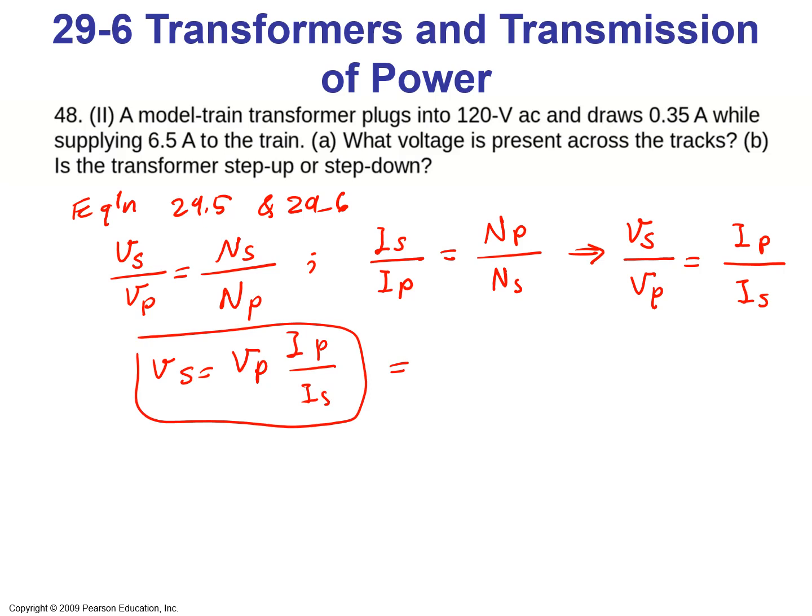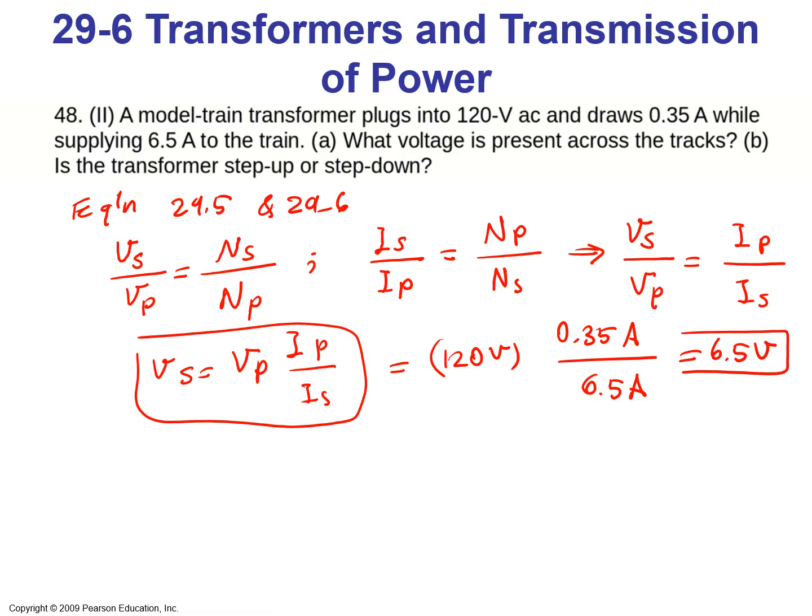Plug in the numbers. Vp is 120 volts, Ip is 0.35 amp, Is is 6.5 amp. And that gives us 6.5 volts. For part B, which is asking if it's a step up or step down transformer, because the secondary voltage is less than the primary voltage, this is a step down transformer.